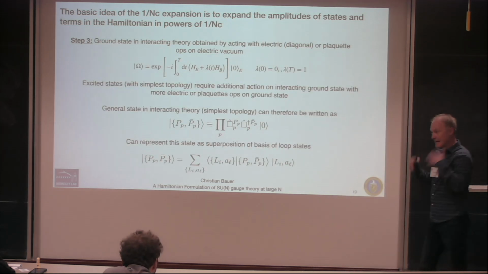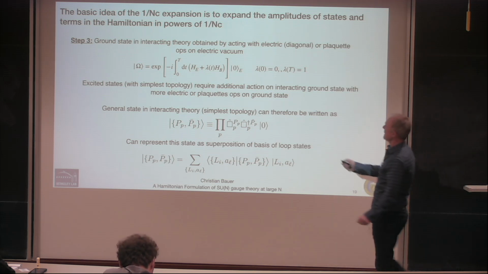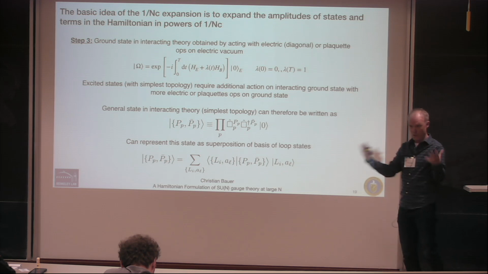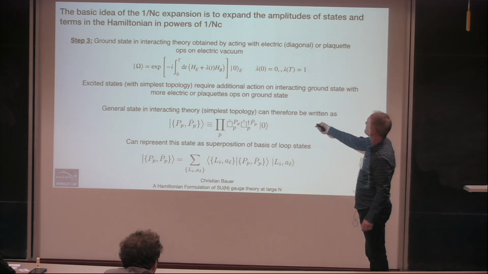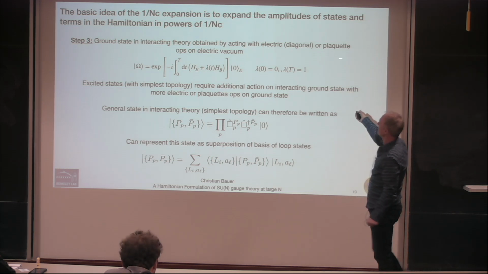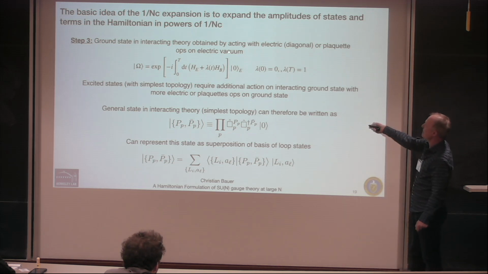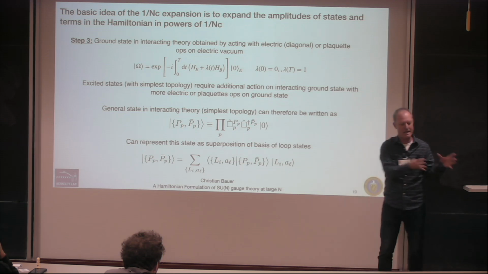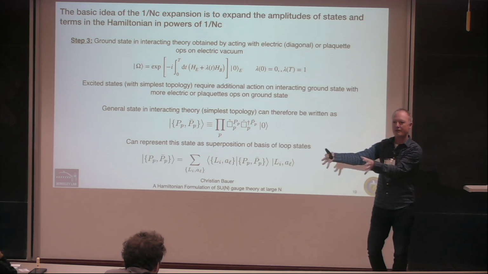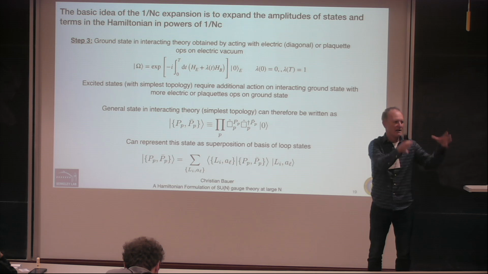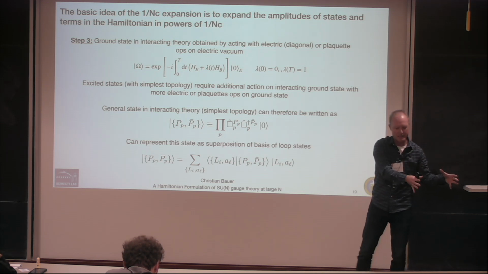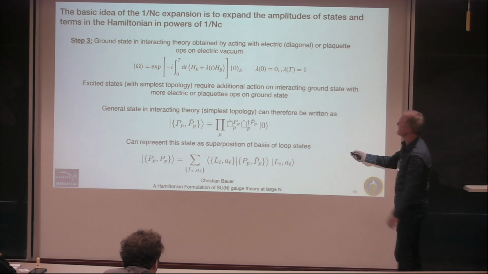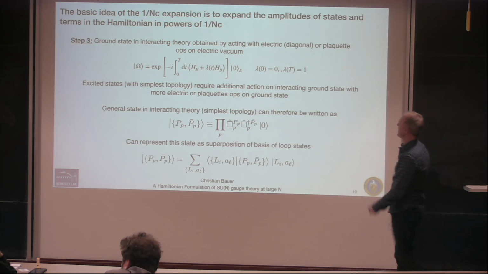Okay, so now let's keep going. What are the possible states I can get? The ground state of the full interacting theory that I'm interested in can be obtained by acting with electric diagonal or plaquette operators on the electric vacuum, the strongly interacting vacuum. The idea is simply that I can get to the ground state of my interacting theory through an adiabatic evolution, by starting with the ground state of the strongly interacting theory and then slowly, adiabatically turning on the magnetic Hamiltonian. So I should be able to reach the ground state by this procedure.